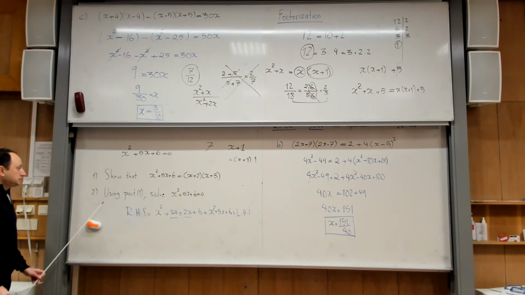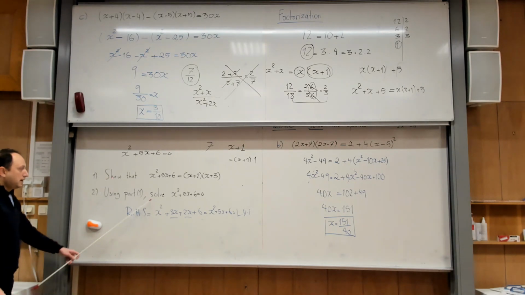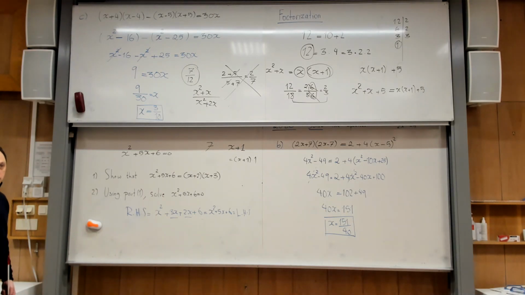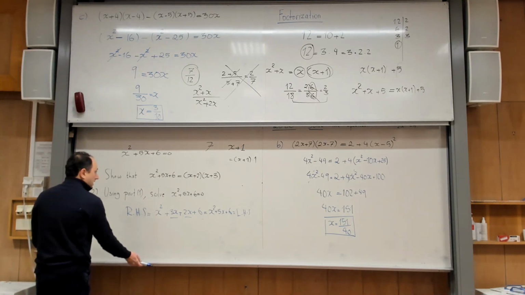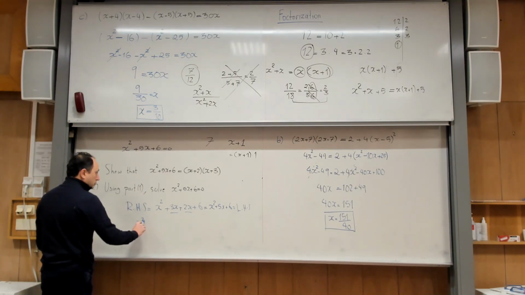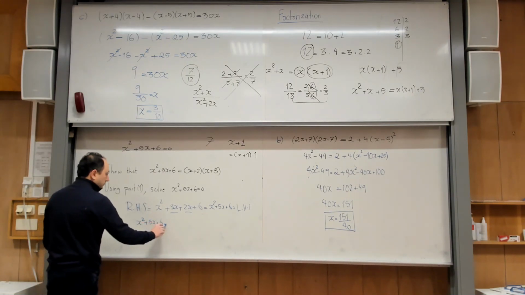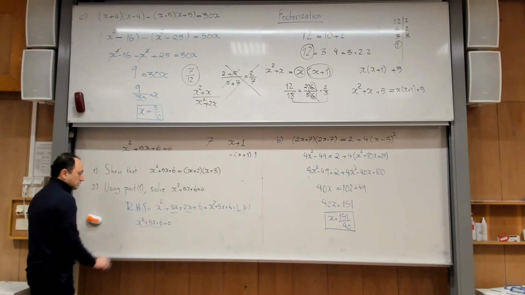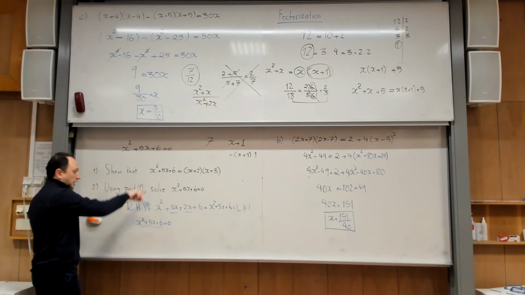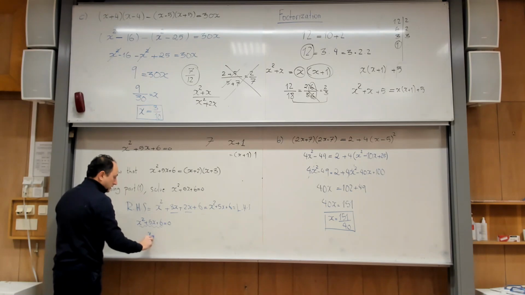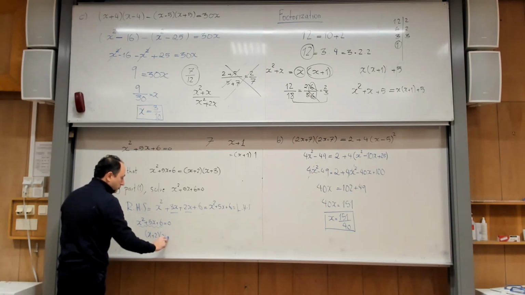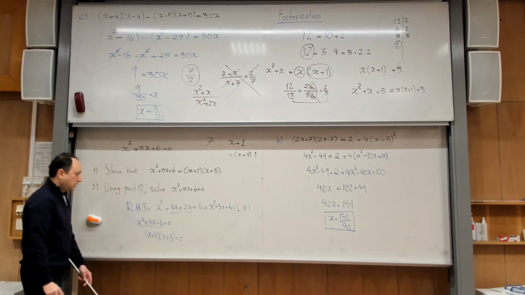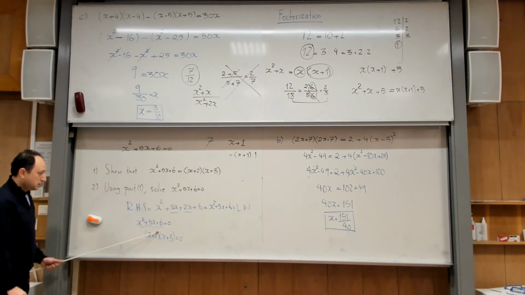Now I am asking you, use part 1 and now solve this equation. Can I solve that now? The answer is yes. How? Because you say that I want to solve this equation. But instead of this one, using part 1, I can write x plus 2 multiplied by x plus 3 equals 0. I hope that you agree with me. There is no difference between this equation and that equation, because in part 1, I showed that this expression is indeed equal to this expression.